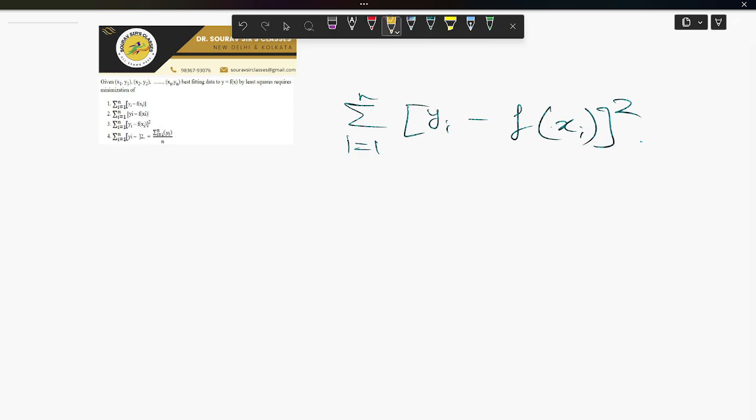So this is a very obvious question as this is written in our option C. The correct answer of this question will be summation i from 1 up to n, and the residual will be yi minus f of xi, whole square. Okay, this is the sum of the squares of the residuals, which is the quantity minimized in the least square method. So the correct answer will be our option C.